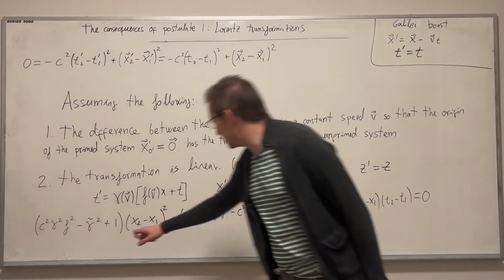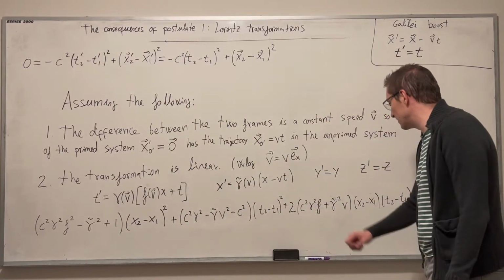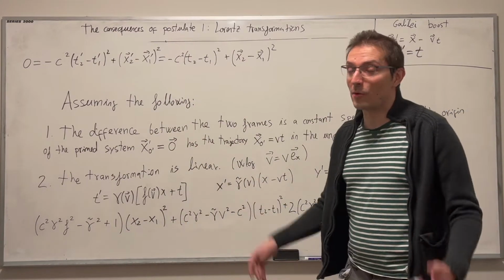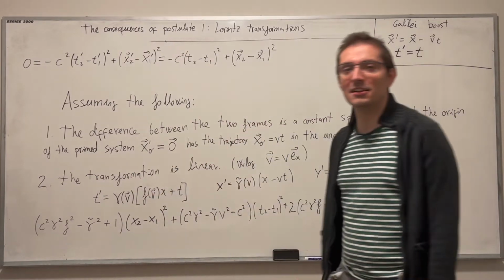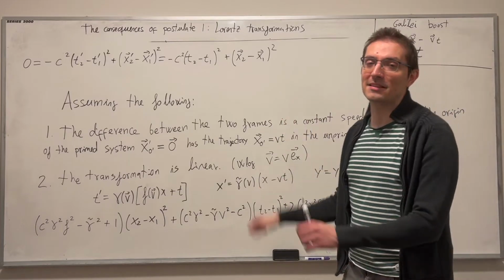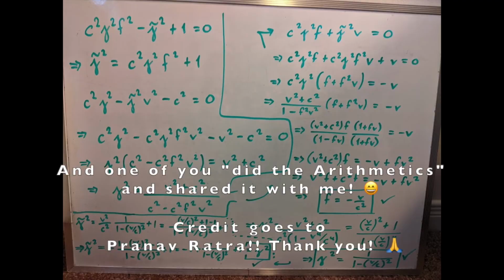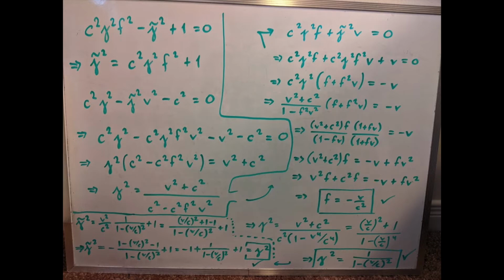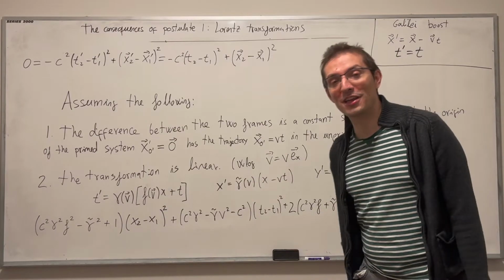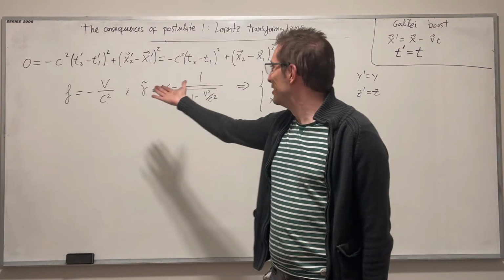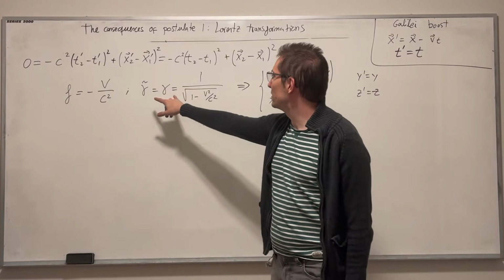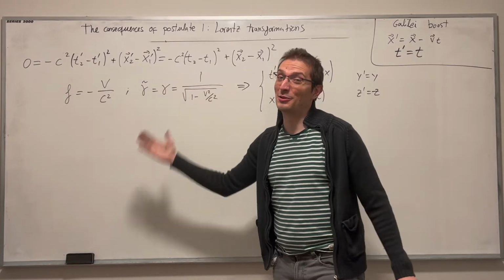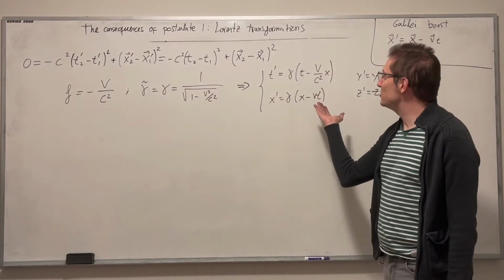So, this thing has to be 0, this thing has to be 0, this thing has to be 0. And that gives me 3 equations, and it gives me the condition for the 3 coefficients, f, gamma, and gamma tilde. Well, I'll leave the arithmetic for you as an exercise. And let's see what we actually obtain. This. So we find the value of f to be minus v over c squared, the value of gamma tilde equals the value of gamma, being what is called the Lorentz factor. And the transformation is this one.